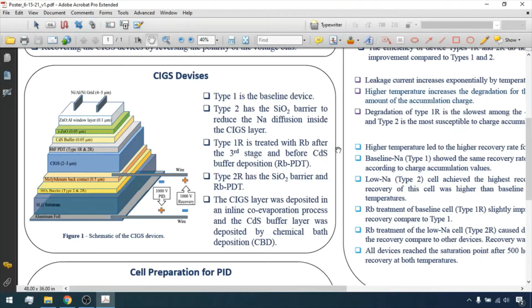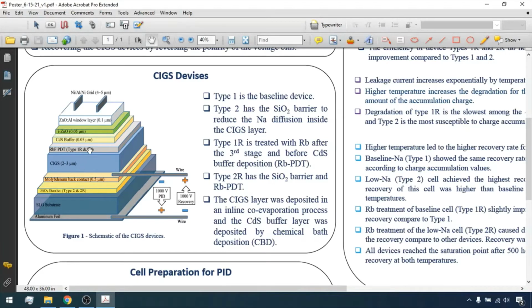We used 4 different types of device in our experiment. Type 1 is the baseline device. Type 2 has the sodium oxide barrier before the molybdenum back contact to prevent the sodium diffusion inside the CIGS cells. Type 1R is the same as type 1 with the rubidium fluoride post-deposition treatment, and type 2R has the same structure as type 2 with the rubidium fluoride post-deposition.